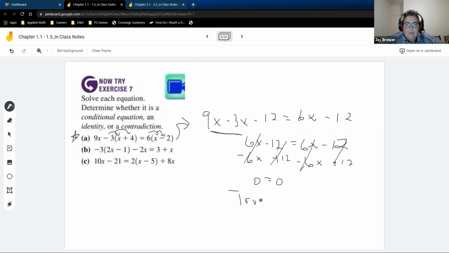So this is a true statement. Okay. So when we have a true statement, that means that we have what's called an identity equation.